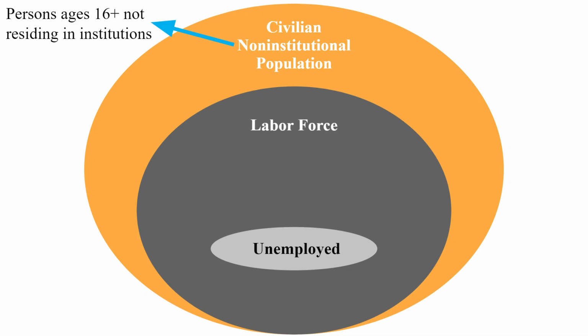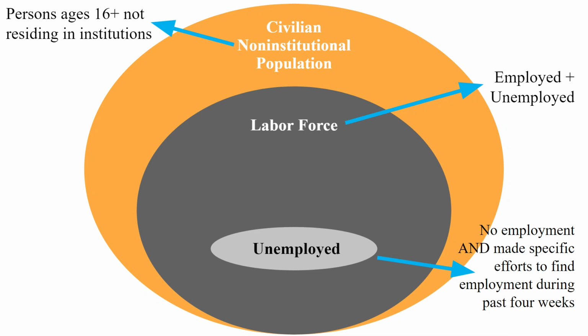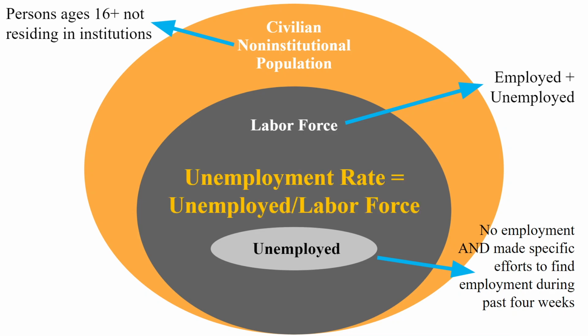The next term is the labor force. That's that dark gray circle. The labor force is a subset of the civilian non-institutional population, defined by the number of people who have jobs, plus the number of people who are unemployed. Now, how does that total differ from the civilian population? It differs because of how we define unemployed. So, unemployed workers both don't have jobs, but they also have made specific efforts to find a job during the past month. Once we've defined our terms this way, the unemployment rate is straightforward. It's defined as the number of unemployed people divided by the total labor force.